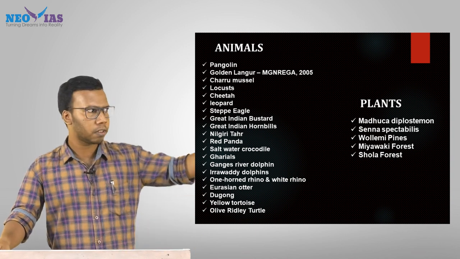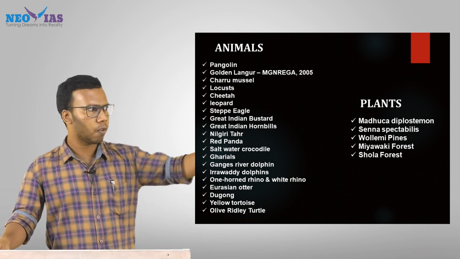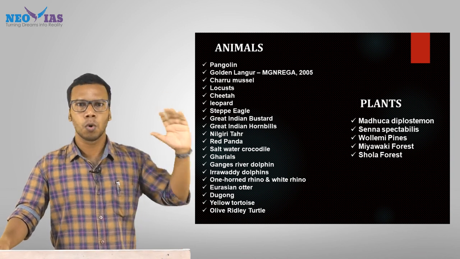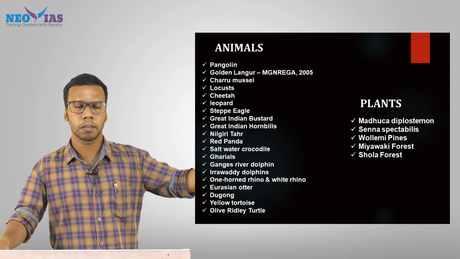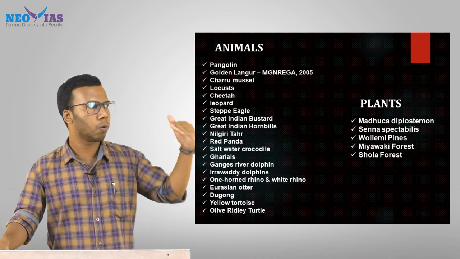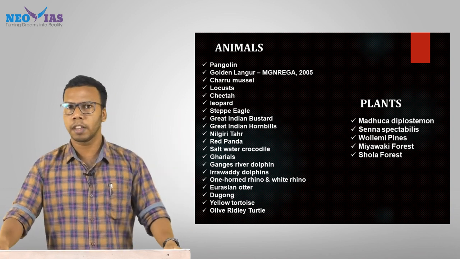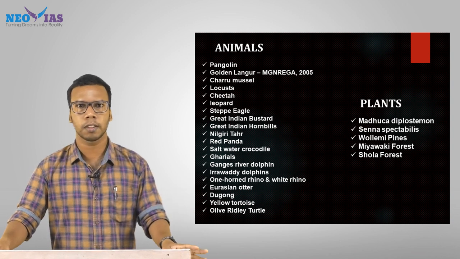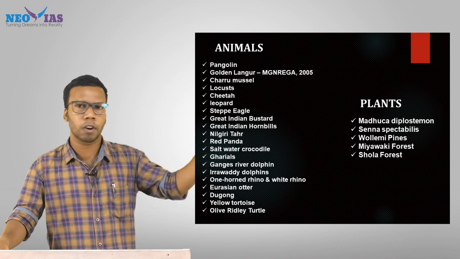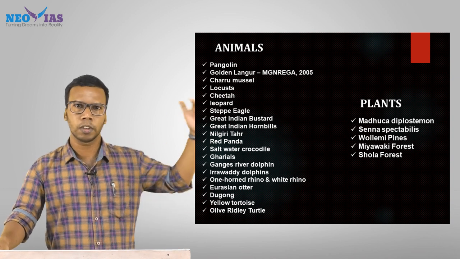Then some other topics related to natural vegetation are Miyawaki forest and Shola forest. Okay, so you need to know what is Miyawaki forest, who invented this method of plantation, okay, and what is the advantage of this Miyawaki, right? Then you need to know the Shola forest, in which part of India the Shola forest is located, right? So these are some topics associated with plants or natural vegetation which was in news in 2020, right?